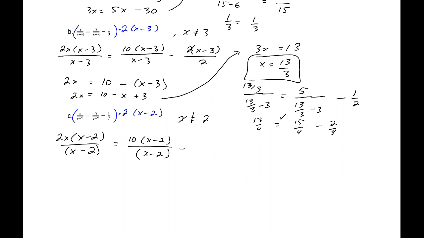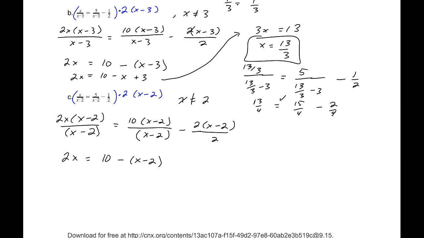Minus 2, (x minus 2) over 2. Reducing that, 2x equals 10 minus (x minus 2). This is a lot like that last one. 10 minus x plus 2. All right, moving the x, we get 3x equals 12 and x equals 4. As long as x is not 2, we're in good shape.